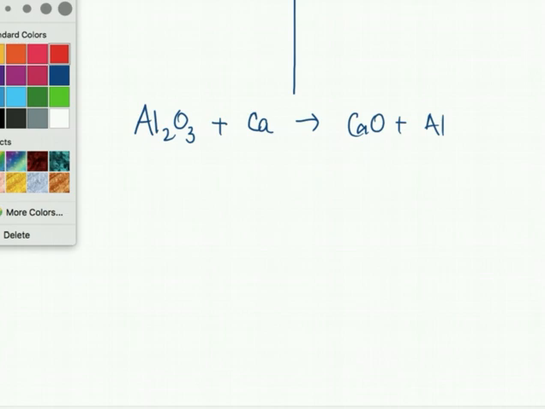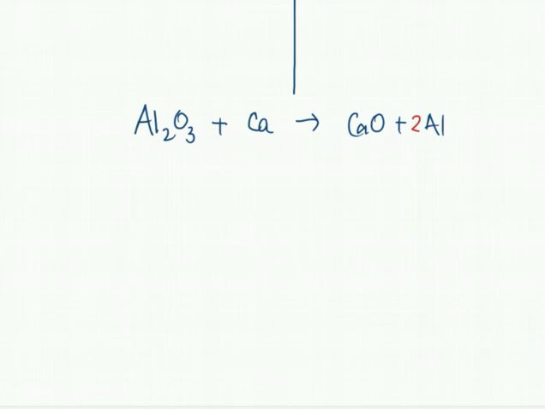So I have 2 aluminums. There's only 1 here, so I'll add a 2 here to balance it out. We have 1 calcium, that's good. Now I'm looking at the oxygens. We have 3 here, we have 1 there. So I need to put a 3 here to make it 3 oxygens, but then that changes the calcium. So add a 3 here, and now we're balanced.